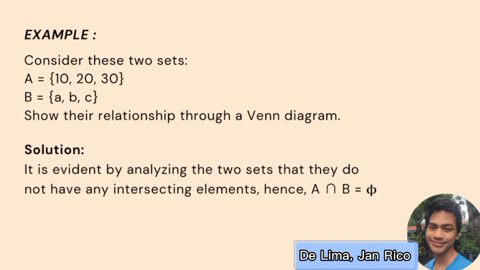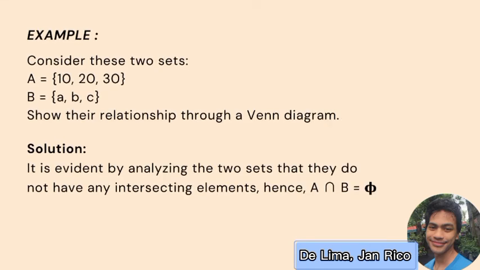Okay, let's solve another example to understand this concept further. Consider the two sets, set A and set B. Set A has the elements 10, 20, and 30, and set B has the elements a, b, and c. Show the relationship through a Venn diagram. Solution: it is evident by analyzing the two sets that they do not have any intersecting elements. Hence, A intersection B is equal to the null or empty set. So sets A and B are disjoint sets.